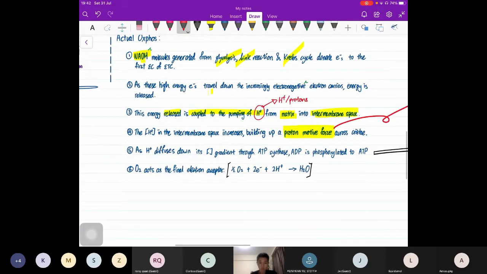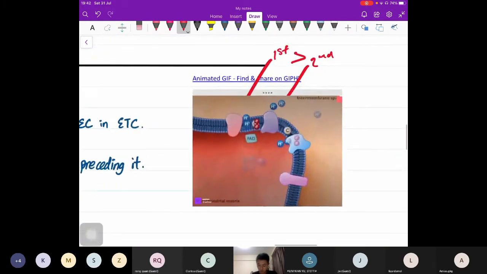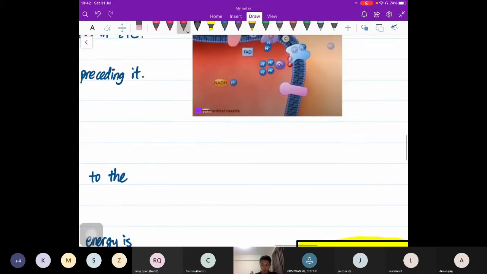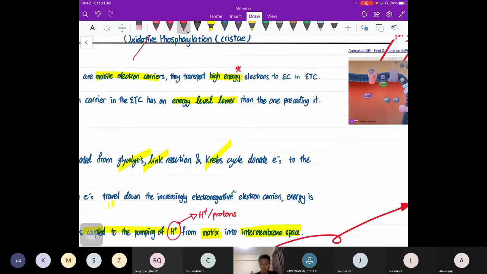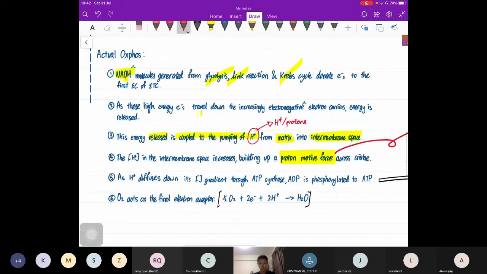So the fourth step is, the concentration of your protons in your intermembrane space increases. If you look at the GIF again, before there were very few, but in this picture before there were none. But now as your NADH and FADH2 donate their protons, there is an increase in concentration. Now there are more H plus ions in your intermembrane space. So the concentration of your protons increases in your intermembrane space, and this builds up a proton motive force across your cristae.